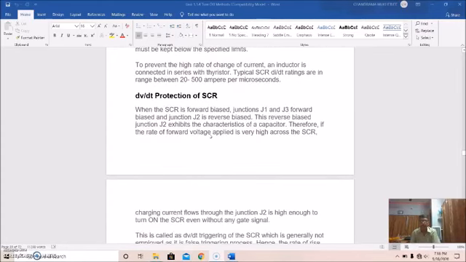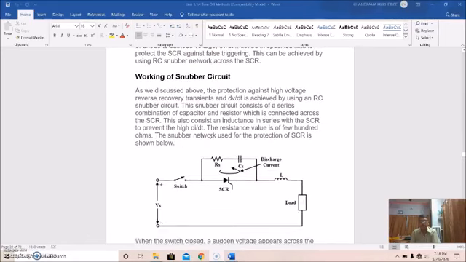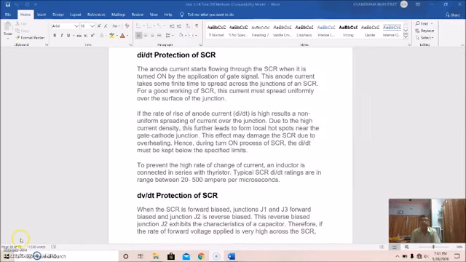Then DVDT protection and how snubber circuits work here. Now we'll talk about the DIGT protection of SCR. Actually, when anode current starts flowing through the SCR, when it is turned on by the application of a gate signal, this anode current takes some finite time to spread across the junction of the SCR.